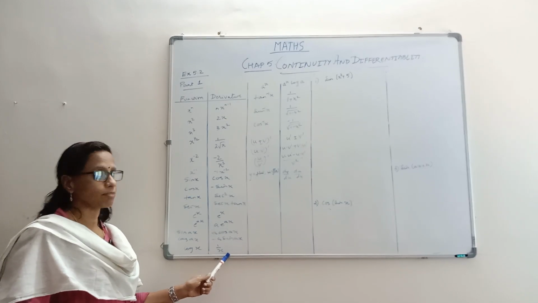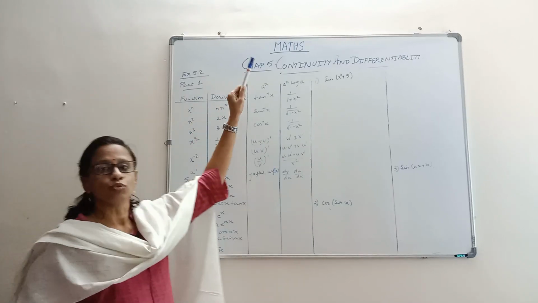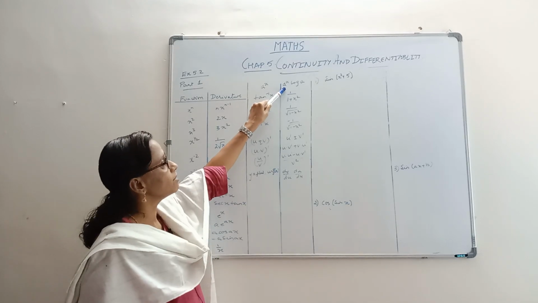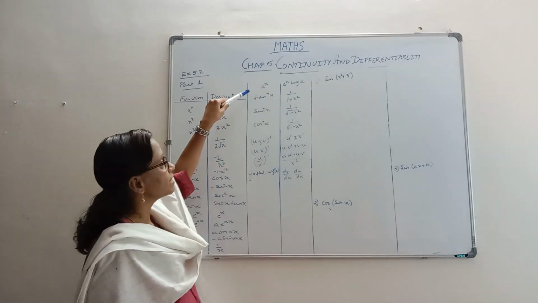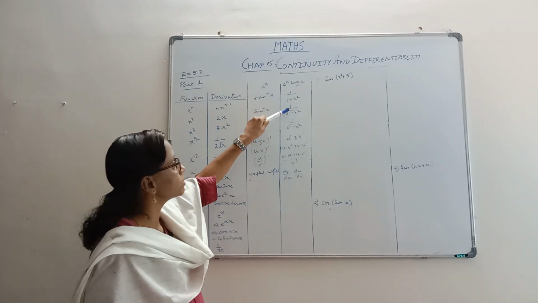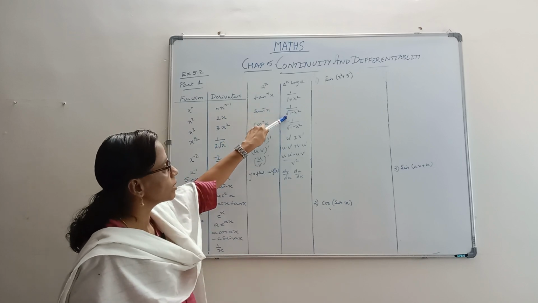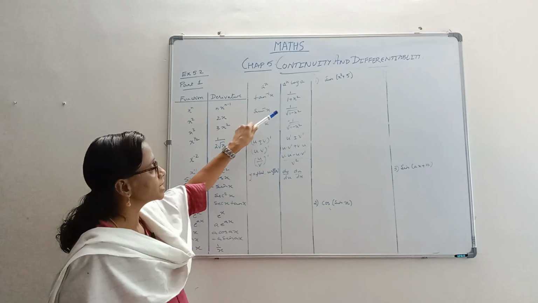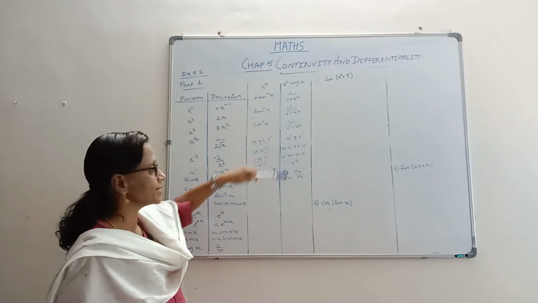Log x derivative is 1 by x. a raised to x, 2 raised to x, 5 raised to x, 10 raised to x: such kind of functions have the derivative a raised to x into log a. Tan inverse x has the derivative 1 by 1 plus x squared. Sin inverse x is 1 by root of 1 minus x squared, in root form. And cos inverse x is the same as sin inverse x but with a minus sign.